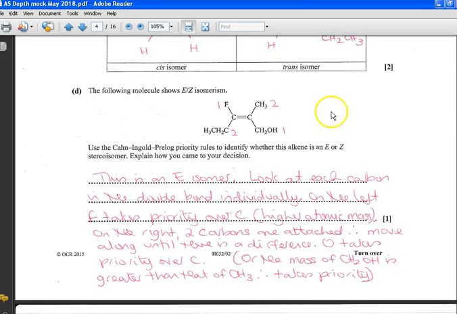Okay, so then we just look to see, are they on the same side or on opposite sides? In this case they are on opposite sides, which means E isomer, E for enemy, or Z on Zane side. Ha ha ha.